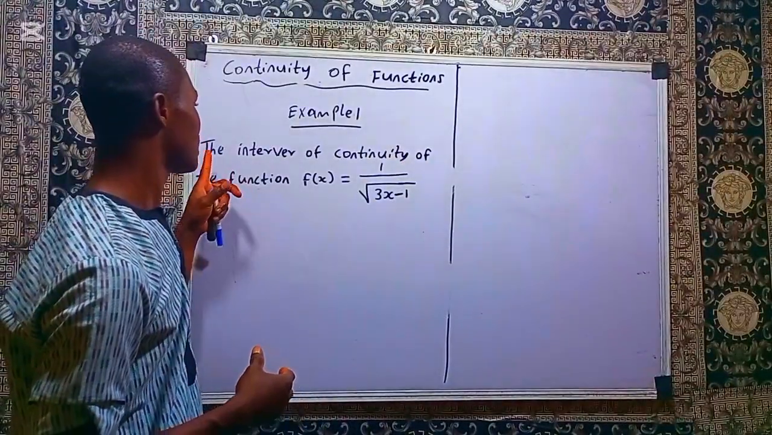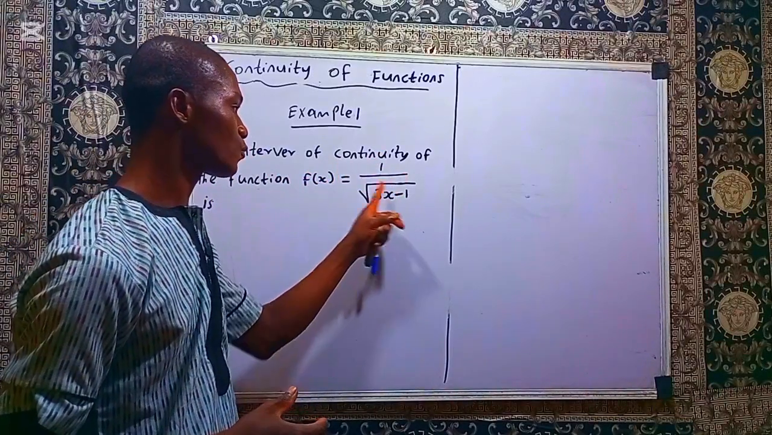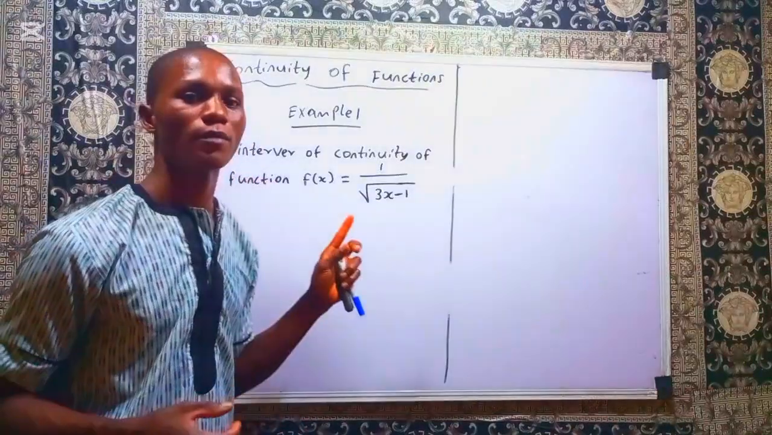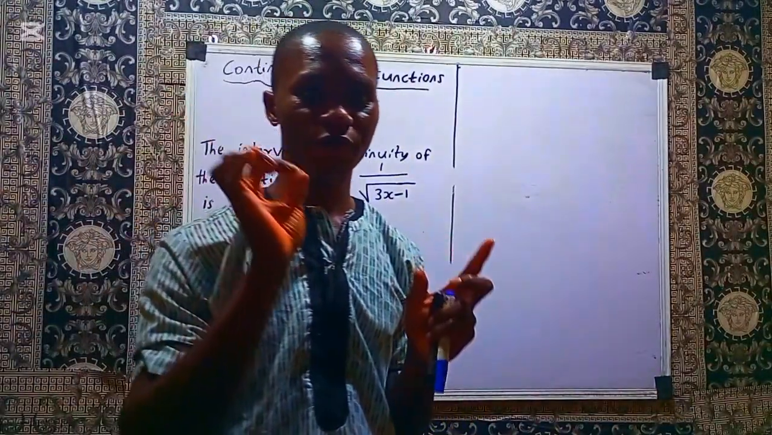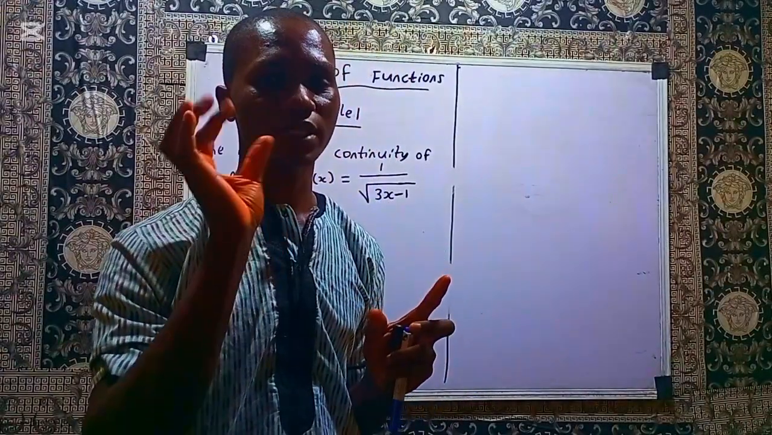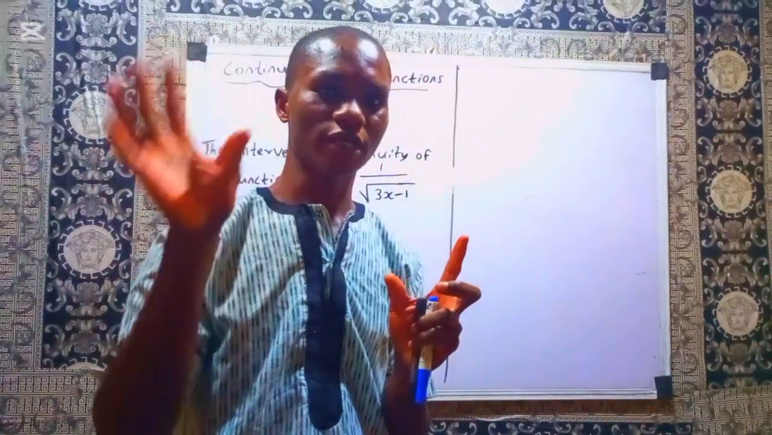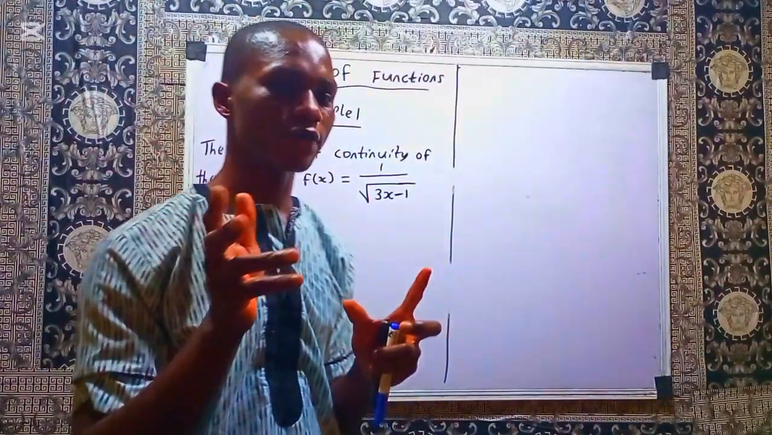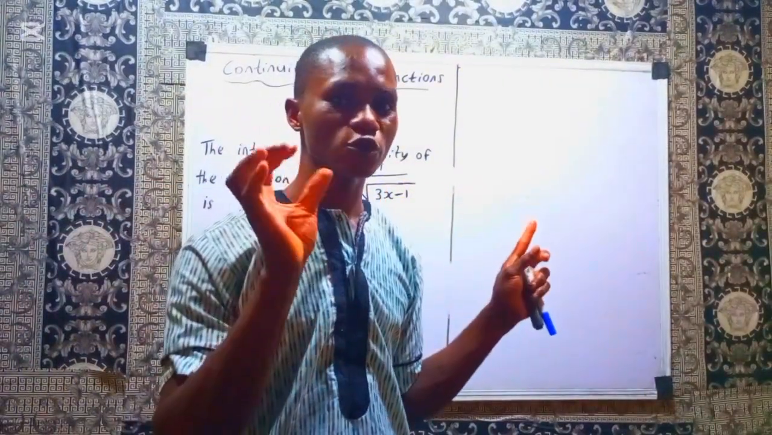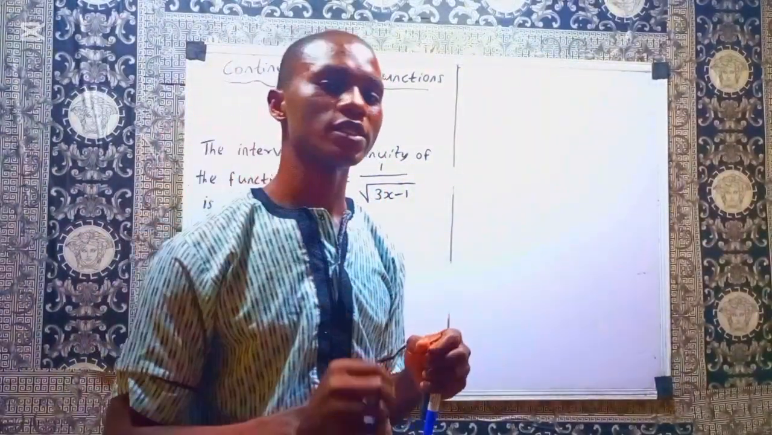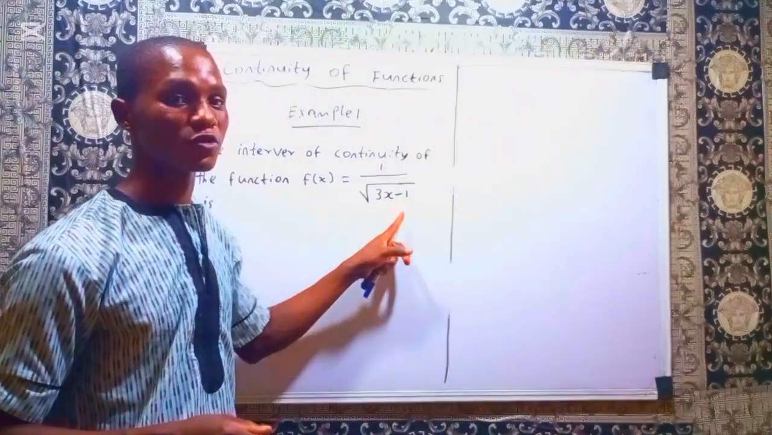So in this example, they say the interval of continuity of the function f of x, which equals 1 divided by the square root of 3x minus 1, is. Now the interval of continuity of a function or the points of continuity of a function depends on the given function. If you are given a function written in fraction form, we call such a function a rational function. We have a numerator, we have a denominator. Such a function is continuous provided that the denominator is not 0. So this function is continuous provided that this denominator is not 0.